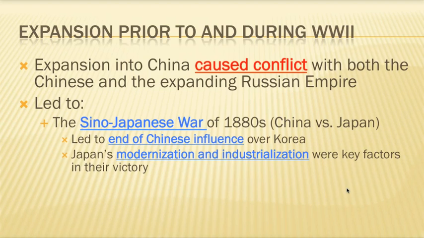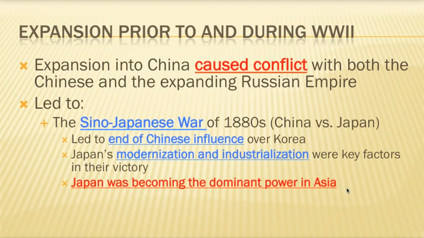But if you picture China in the 1880s, they would have been farmers. And the Japanese had a modern military, like we saw at the end of The Last Samurai, which would have taken place right around the 1880s. And they had much better weaponry. So naturally, the Japanese army is going to be tough to beat. So Japan was definitely becoming the dominant power in Asia.